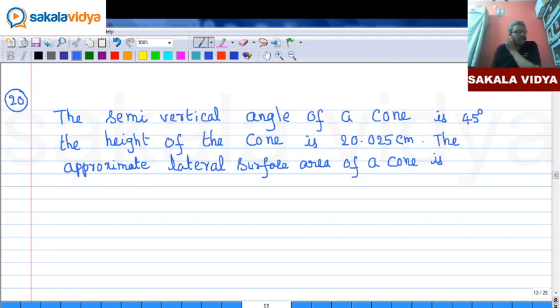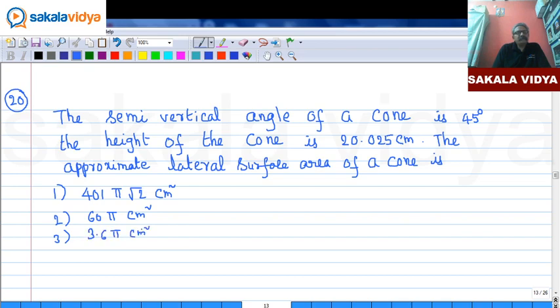Okay. First option 401 pi root 2 centimeter square, second option 60 pi centimeter square, third option 3.6 pi centimeter square, fourth option 904 pi centimeter square. This is the question. Okay.